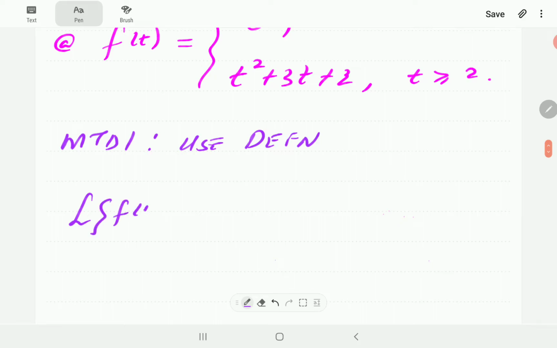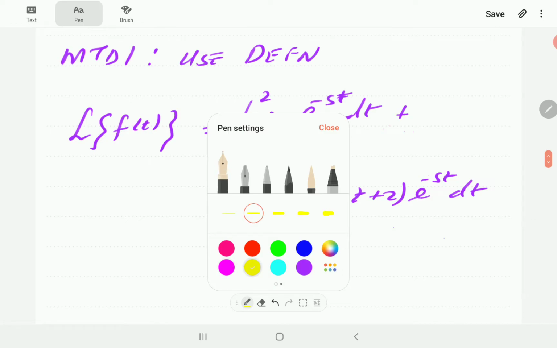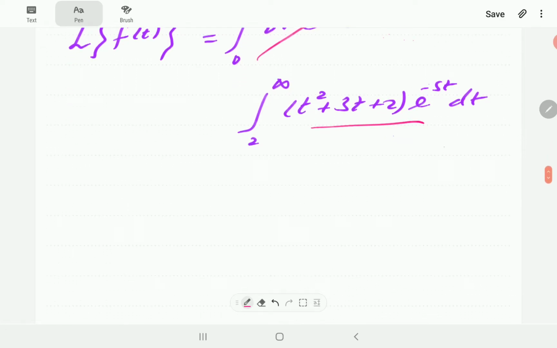So the Laplace transform of f of t is going to be equal to the integral from 0 to 2 of 0 times e to the minus st dt. So that's this bit here. Then from 2 to infinity, it's going to be t squared plus 3t plus 2, times e to the minus st dt. So then the first term is just going to vanish, so that one is 0. The second term, we've got a polynomial times an exponential, so we can integrate that one using tabular integration.